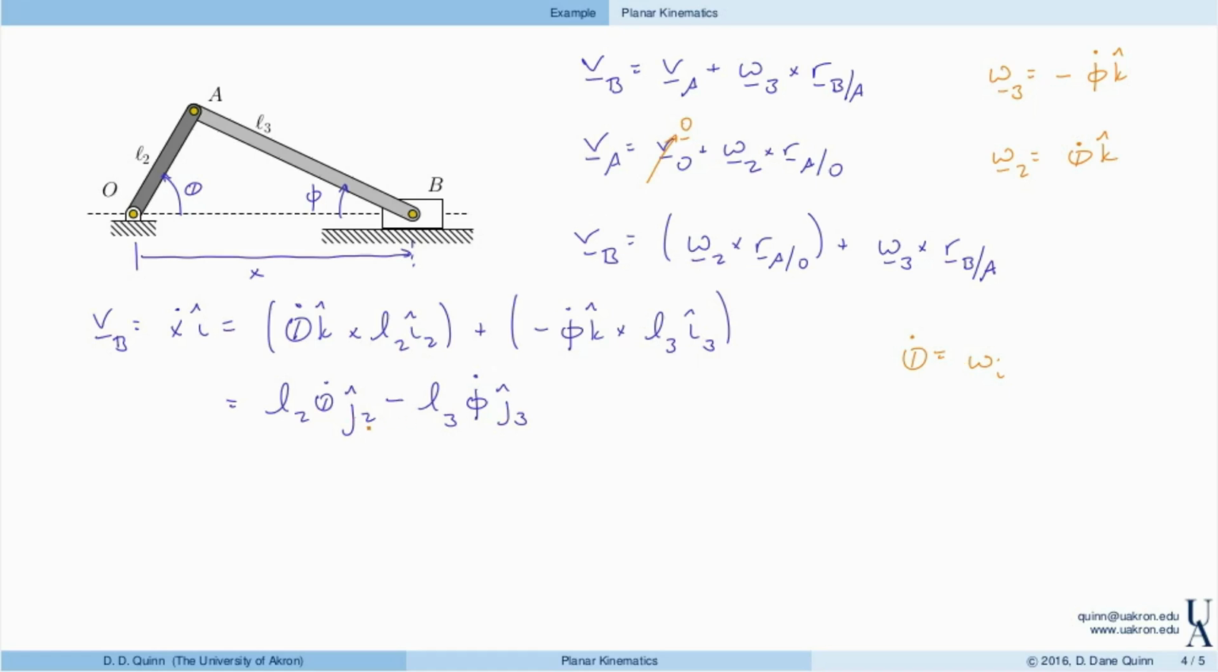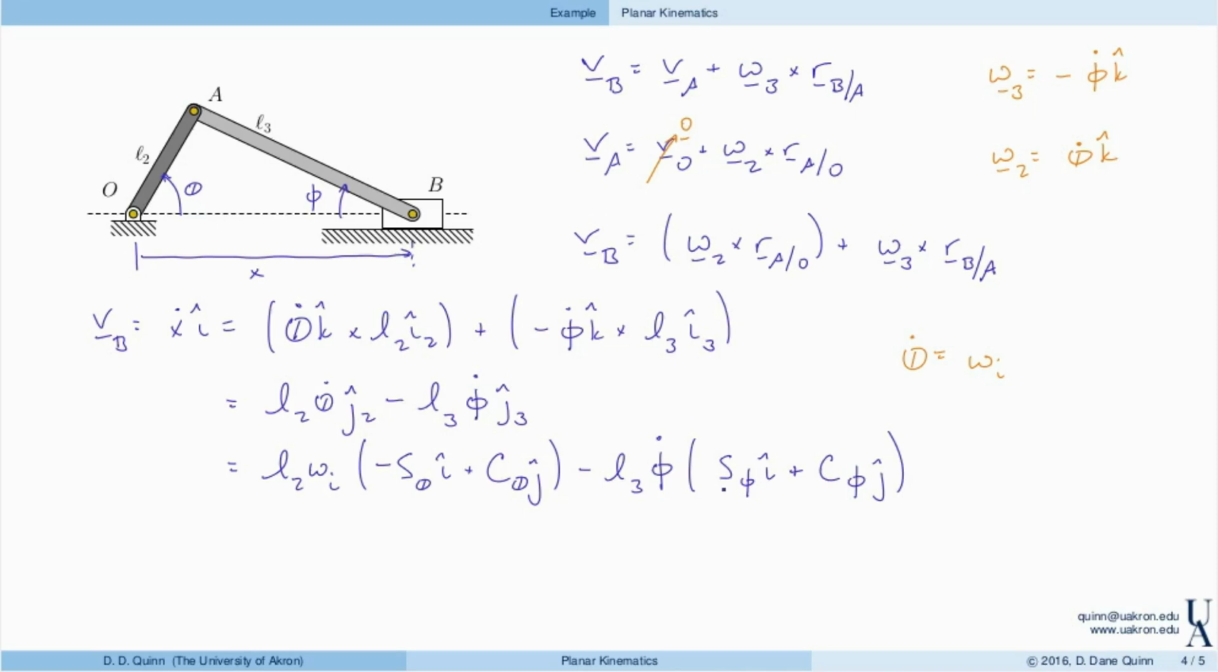And we've already solved for theta and phi. Well, we solved for phi in terms of theta. So now I can write this as L2 omega I in the J2 direction, which is minus sine I plus cosine J, minus L3 phi dot. And at this point I don't know what phi dot is, and I don't know what x dot is. But J3 is sine of phi in the I direction plus cosine of phi in the J direction. Remember, I've already solved for phi in terms of theta, right?